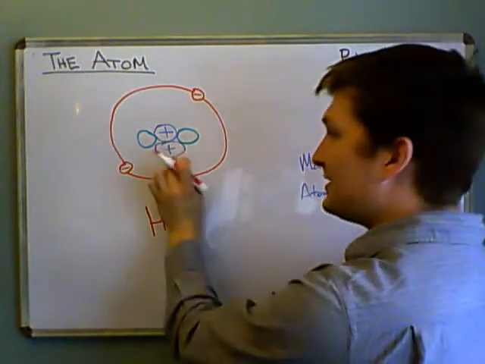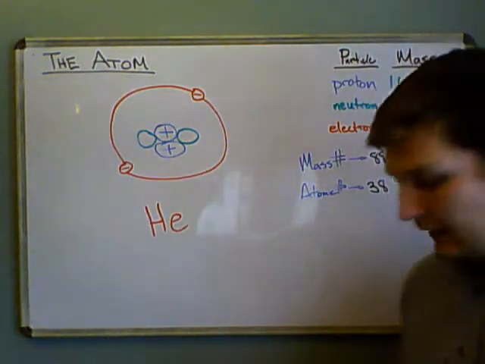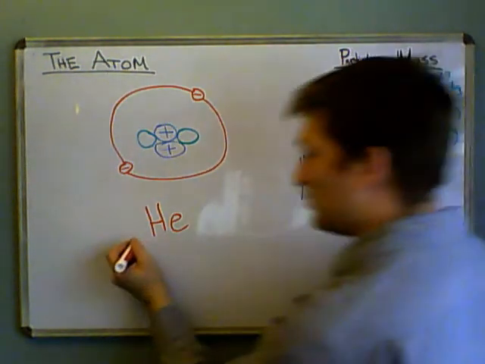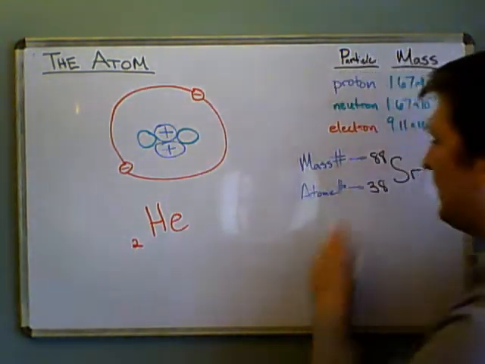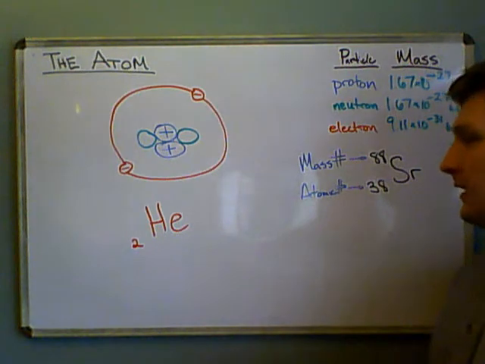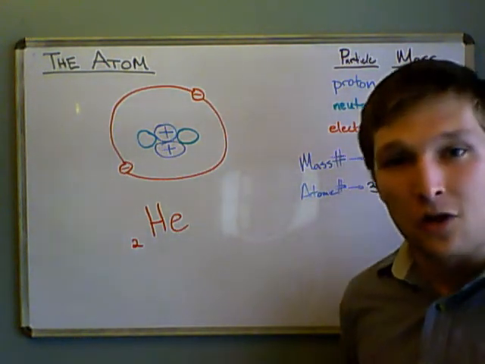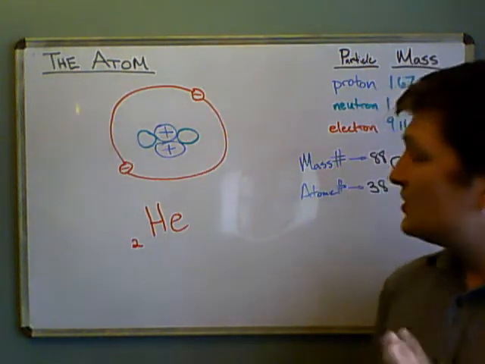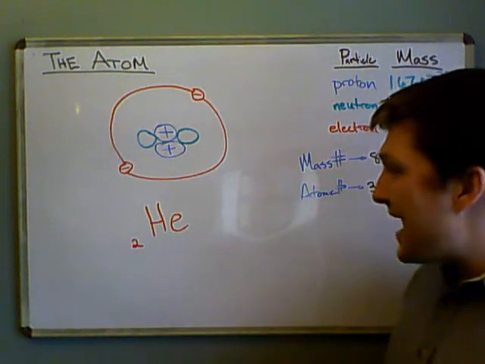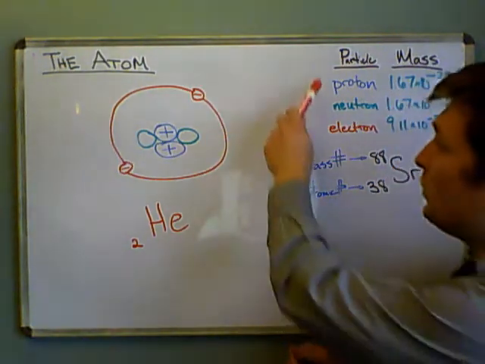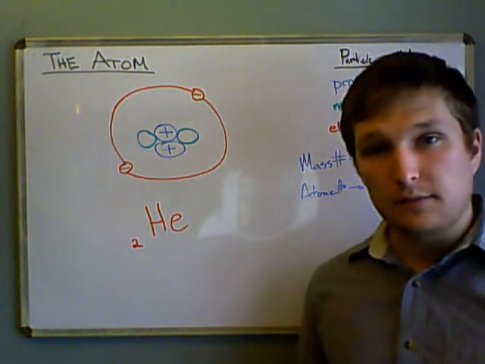So this right here would be helium, okay? And for the atomic number, we would put 2. Now this, the mass number. Like I said, the number of electrons won't affect the mass at all because it's so tiny. So if we add up the total mass, that's really only dependent on the proton and the neutron.